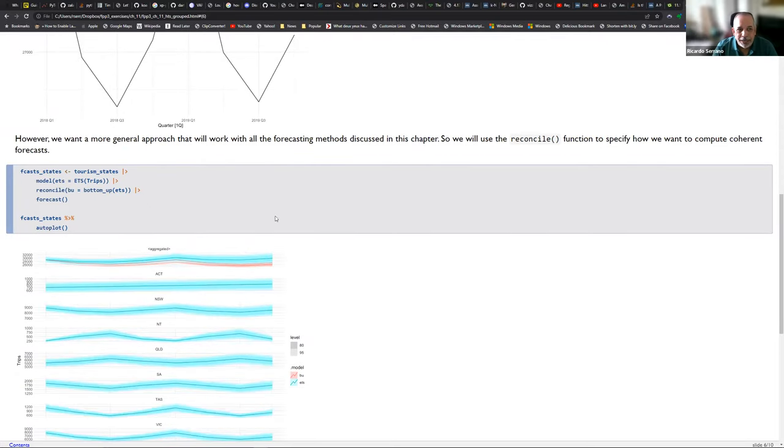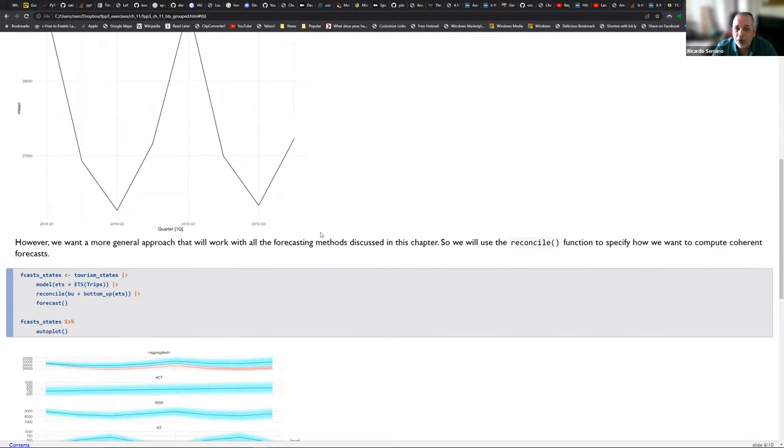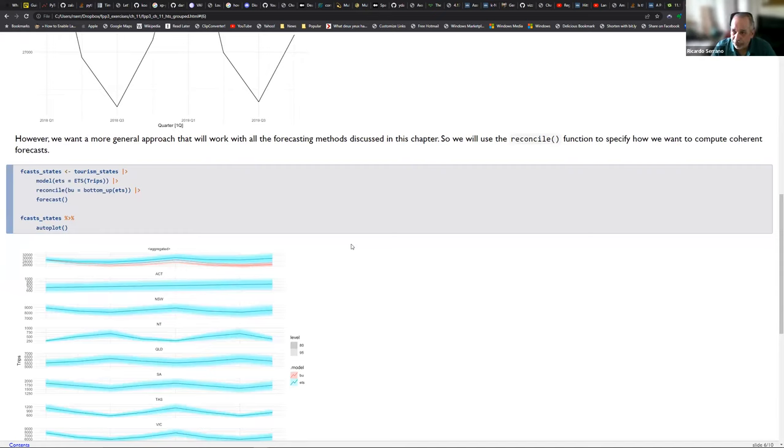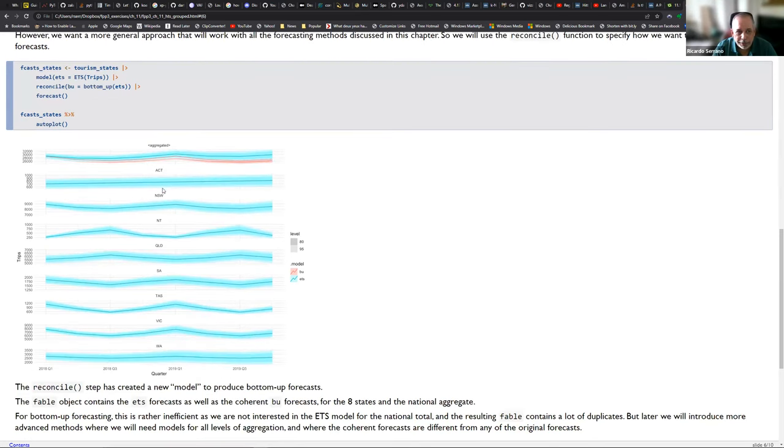Then, if you want a more general approach, okay, that will work for all the forecasting chapters, methods, you can use what is called the reconciliation. And what it does is that from the bottom up, it reconciles to the top. So here we are adding the reconcile here, right? The reconcile, bottom-up ETS, and then doing the forecast. And this is the result of this. You are forecasting each of those levels, right? And then you're getting an aggregate at the top, which is the addition of all this forecast.